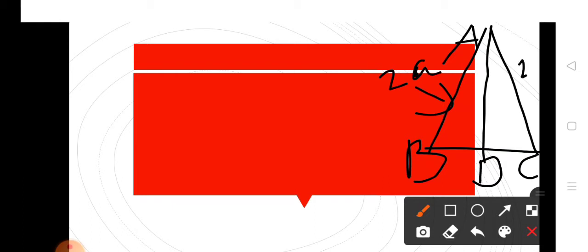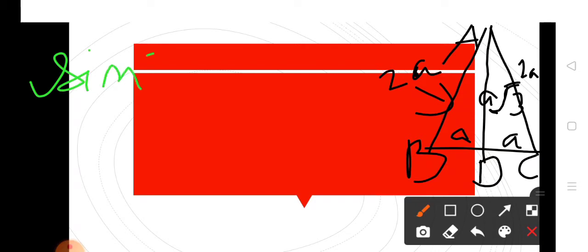2A, this is also 2A, this is A, this is A, and AD was A root 3. Just writing here A root 3. Okay, A root 3. AD was A root 3. Now let's find sine of 30 degree. Sine of 30 degree. Sine भनेको के हो? Opposite by hypotenuse.